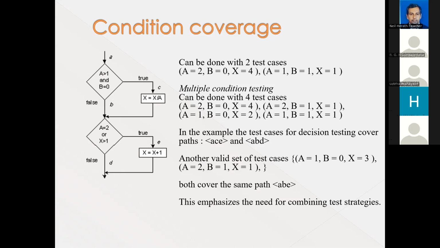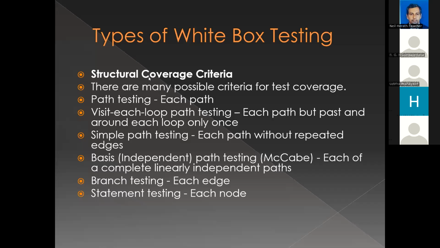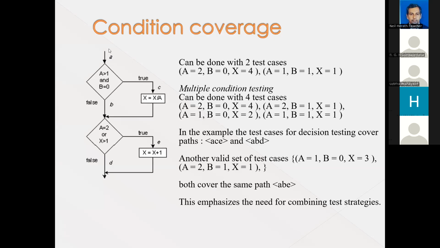To do this kind of testing, there are several types that have been defined. We call it structural coverage criteria. There are many possible criteria for test coverage. Path testing, that is each path. So that's what I was explaining. Visit each path. For example, if you put A equals 2, B equals 0, and X equals 4, and A equals 1, B equals 1, and X equals 1, see which path you can go.